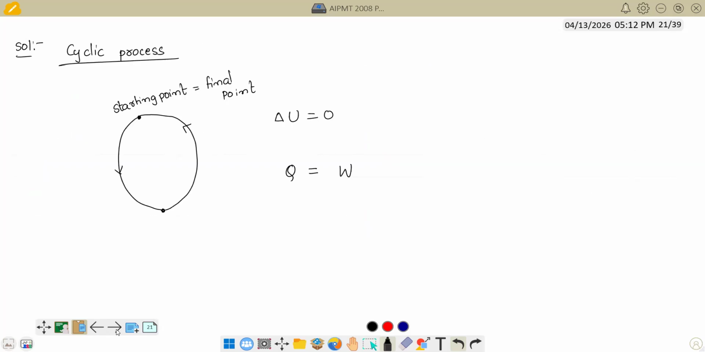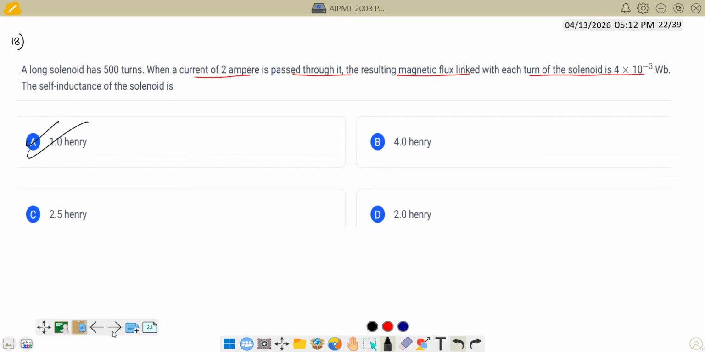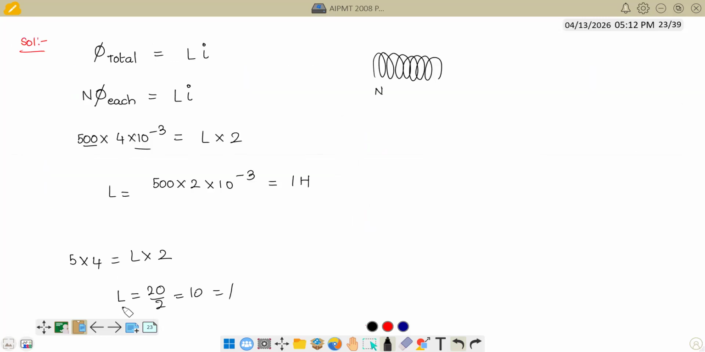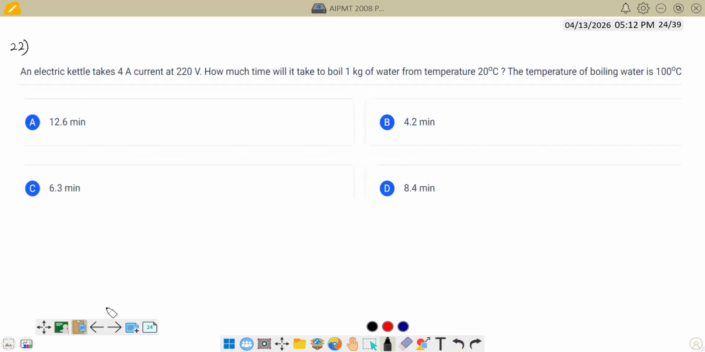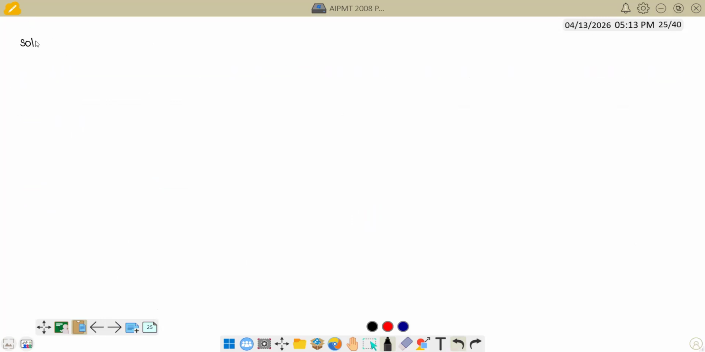Especially when difficult questions are there, this logic would be very useful. We'll go for the next one. An electric kettle takes 4 ampere current at 220 volt. How much time will it take to boil 1 kg of water from temperature 20 degrees centigrade to the temperature of 100 degrees centigrade? First thing you should understand, what is the meaning of time to boil?